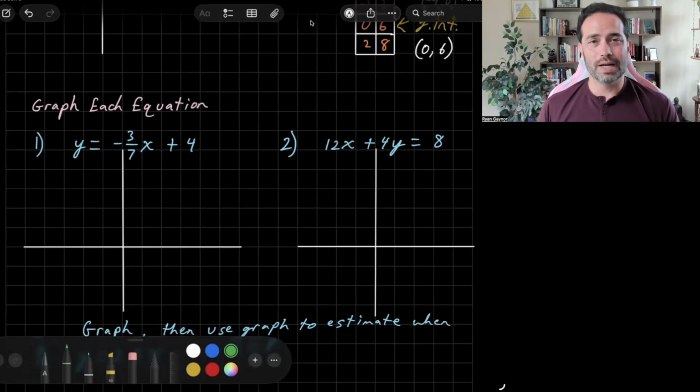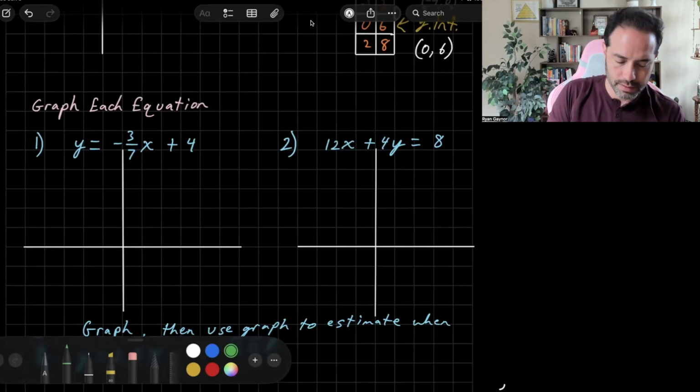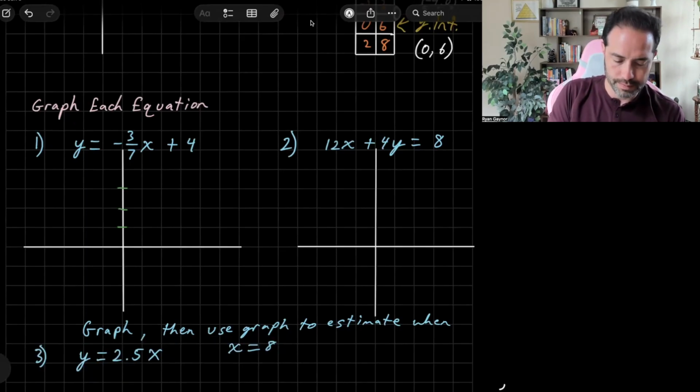For the y-intercept, all I have to do is plug in 0 for x. So let's do that. If I plug in 0, it'll say -3/7 times 0. That'll just be 0, which means y equals 4. So we have 0, 4.